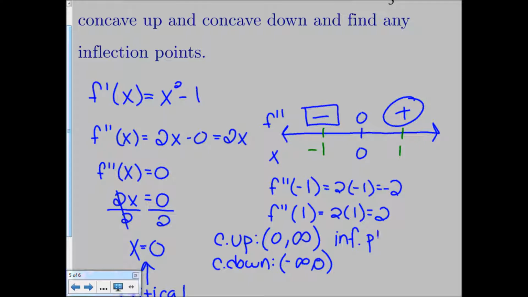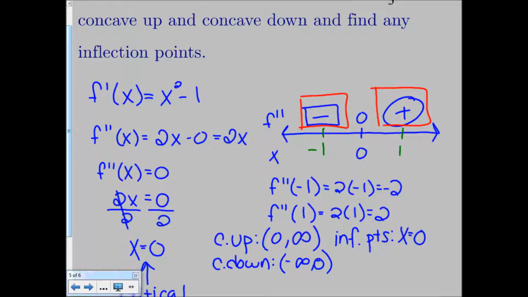And then the problem also asks us to find if there were any inflection points, which I sometimes abbreviate as inf points. So inflection points we said happen when there's a change in the concavity. So we can see that there is a change because here we're going from negative to positive at x equaling 0, which means that x equaling 0 is an inflection point because there is a change in the concavity. Okay, so that's all it is.